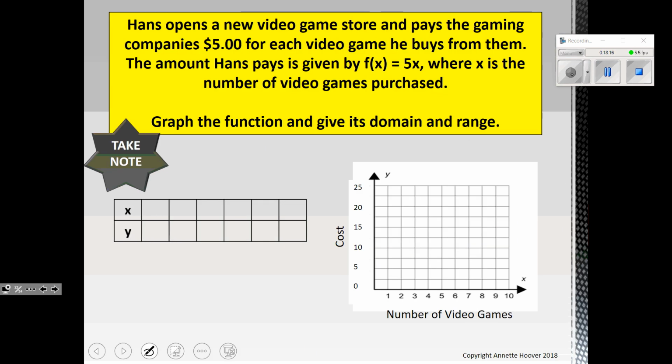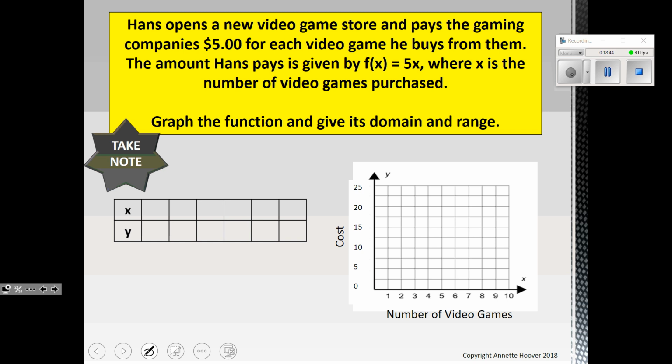Let's look at an example of linear functions here in the real world. Hans opens a new video game store and pays the gaming companies $5 for each video game he buys from them. The amount Hans pays is given by the function f of x equals 5x, where x is the number of video games being purchased. Graph the function and give its domain and range.